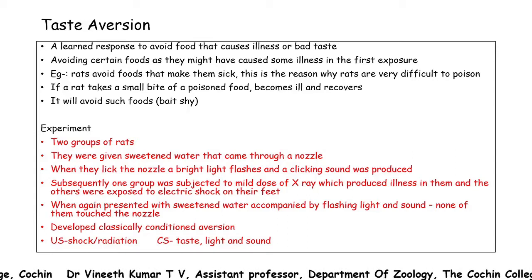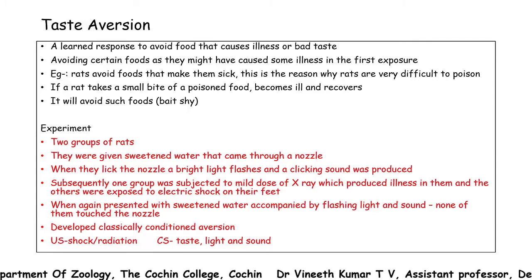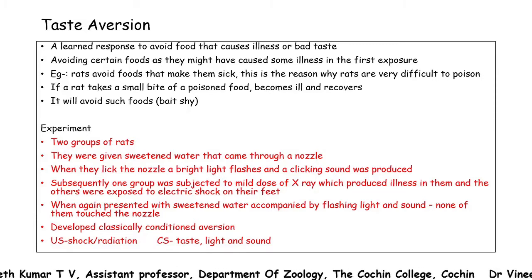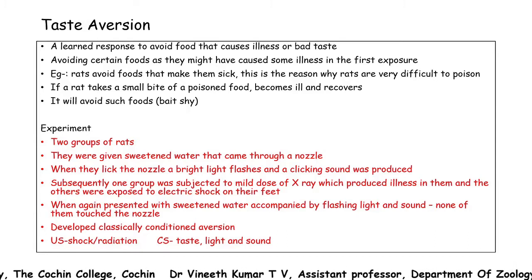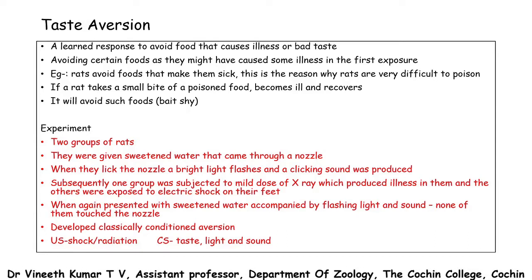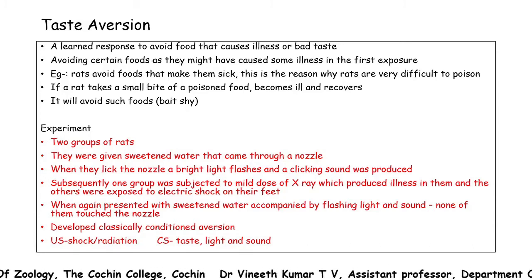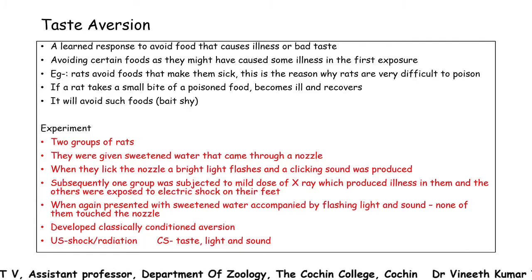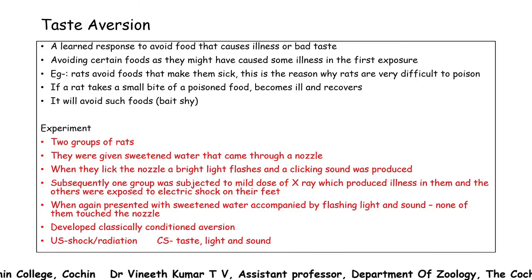So, for this particular experiment, two groups of rats were taken in cages, and the cages were provided with bottles containing nozzles. These water bottles contain a nozzle, and when the rat touches the nozzle, water will drip from the nozzle. Only when it touches the nozzle, it will drip water from the bottle.